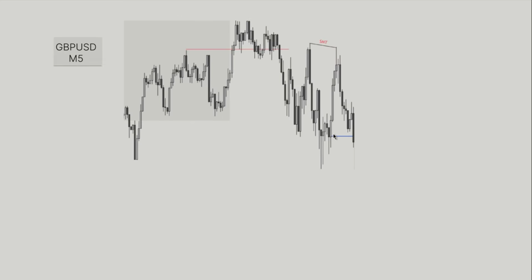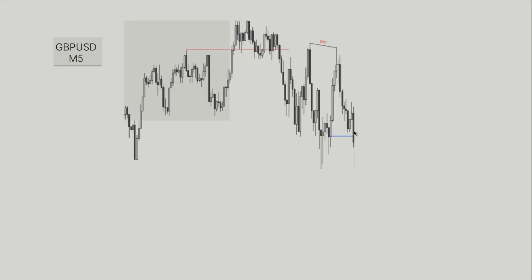On the 5-minute chart, we simply look for a liquidity sweep plus a CSD. In this case, we did not get a sweep, but we have SMT, meaning that the correlated pair, which is EU, swept the high, but GBPUSD did not reach that same level.